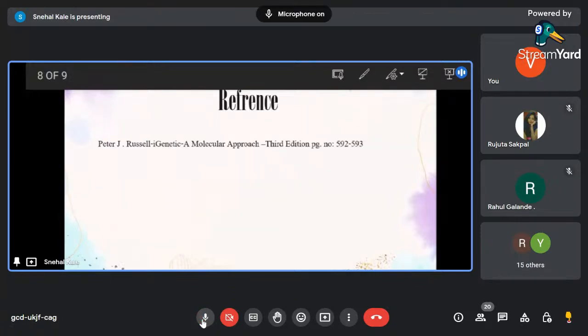So when DNA is damaged, the P53 initiates a cascade of events leading to arrest in G1.